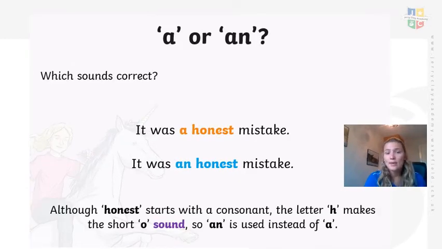Similarly with this one, it was an honest mistake, or it was a honest mistake. So honest sounds, even though it starts with a consonant, which you would think would be a, not an, it isn't quite right because it doesn't sound right, because the letter H makes almost an O sound. When you say the word honest, you don't hear the H, you just hear it as an O sound. So because it sounds like an O, it would be an honest mistake rather than a honest mistake. So we can see that it was a honest mistake doesn't sound correct, but it was an honest mistake does. So please make sure you read your sentences.